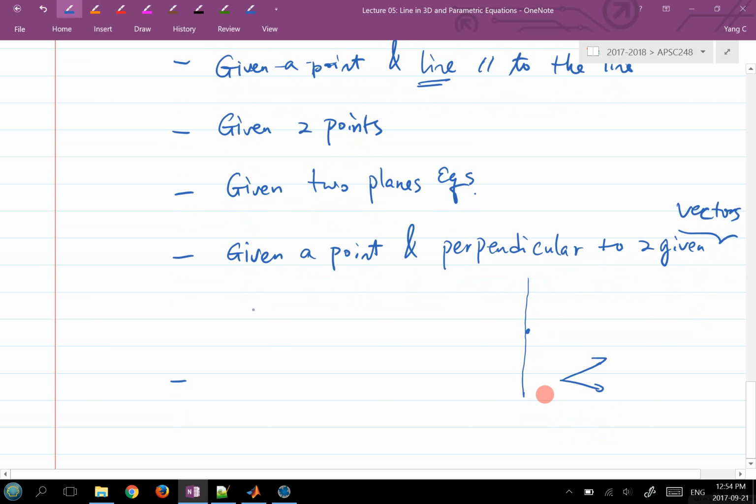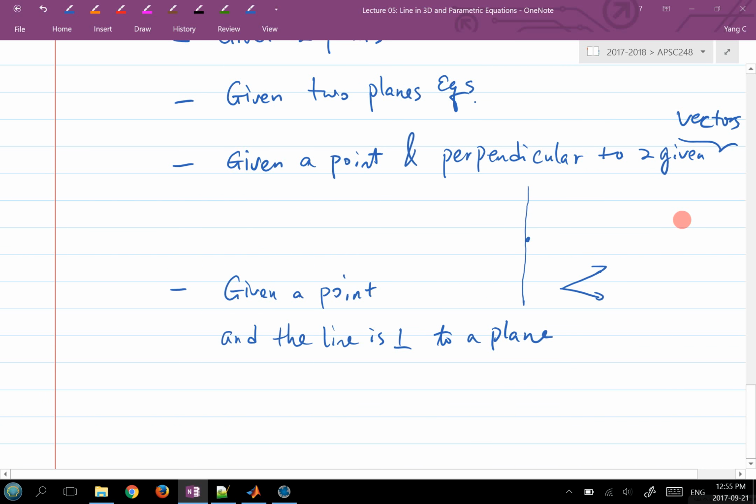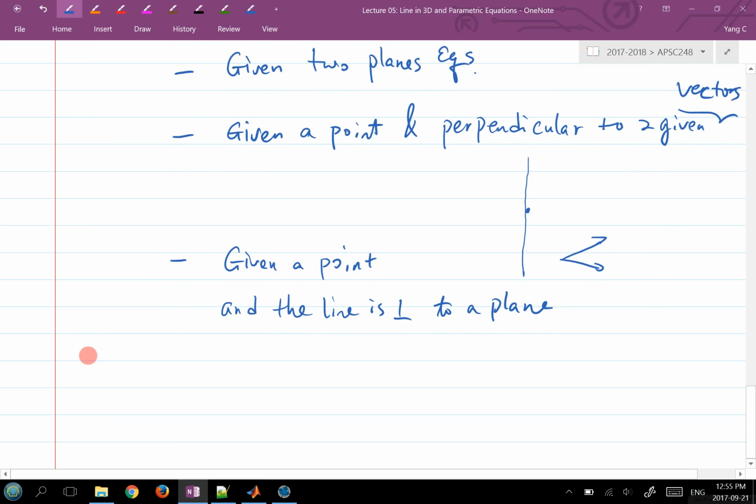Or you're given a point, and the line is perpendicular to a plane. It's very similar to the previous case. If you've got a plane, you can get the normal vector, and then you can use the normal vector as the parallel vector to the line. So that's generally for looking for a line.